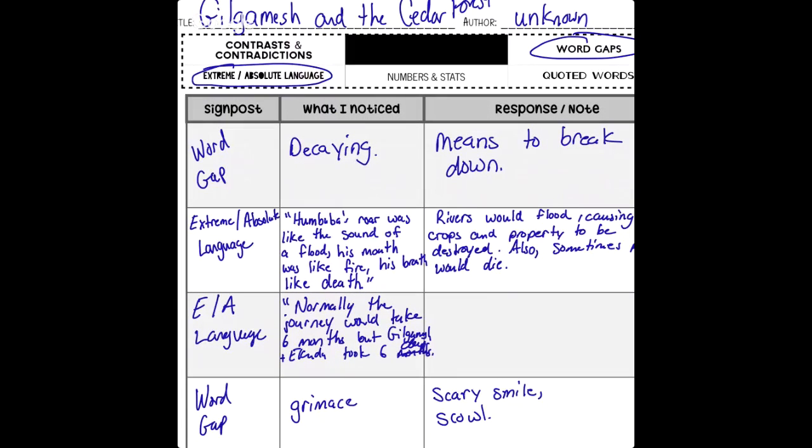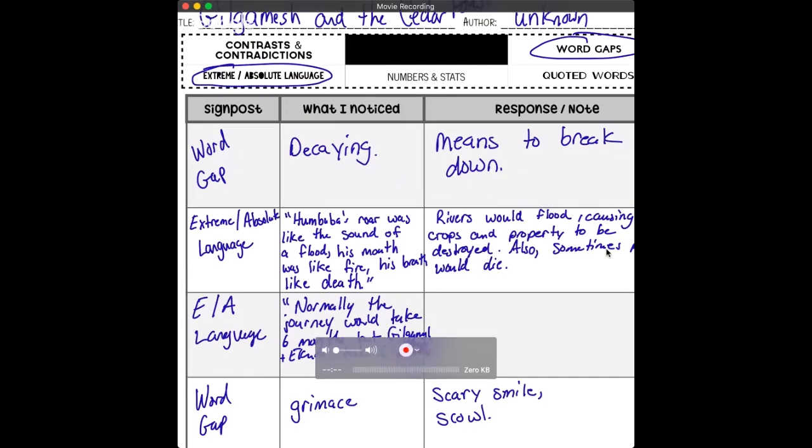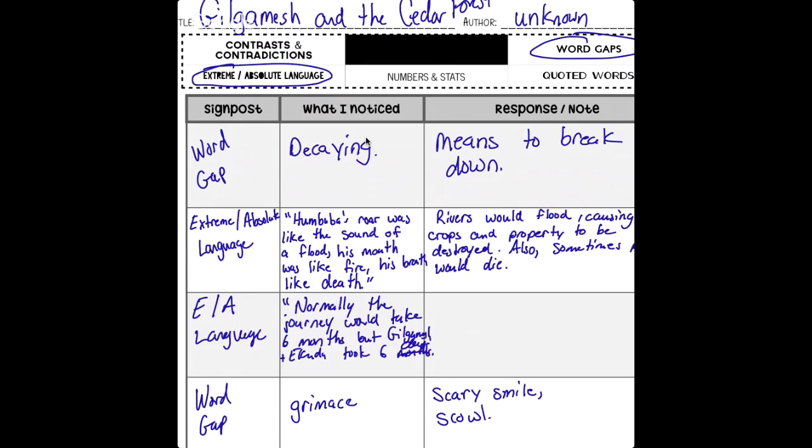Then if we also were working on extreme and absolute language, the sentence we found that had this language is what we wrote in the what I noticed. So for when we use extreme absolute language, we're writing a quote. We're writing down exactly the words that show extreme or absolute language. So we saw Humbaba's roar was like the sound of a flood. His mouth was like fire. His breath was like death. And then we had to analyze that.